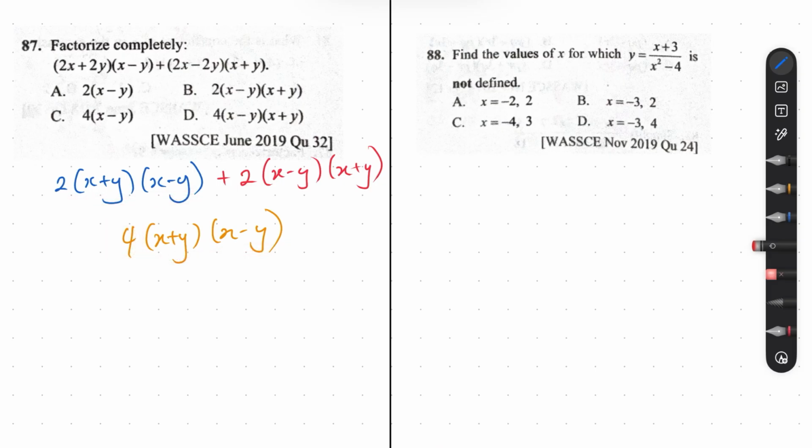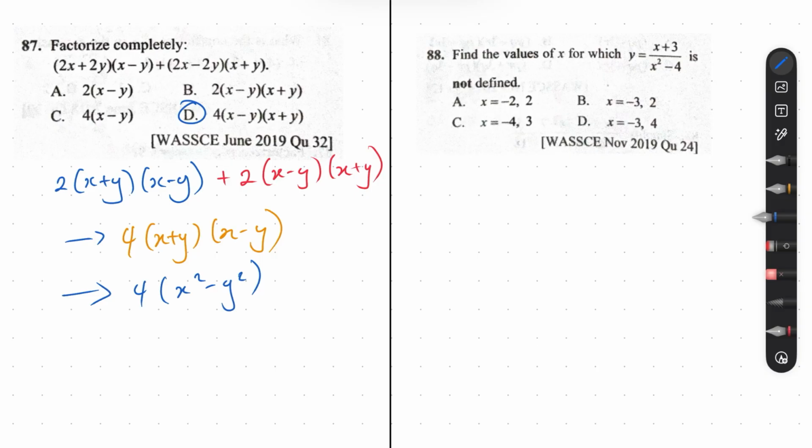Now, this looks like something. It looks like a difference of two squares. So we can have 4 multiplying x squared minus y squared as our answer. Or we can leave our answer in the first form. This can be our answer, or you can also leave it like this. So in our solutions, we have 87 to be D. Cool, let's go to question number 88.